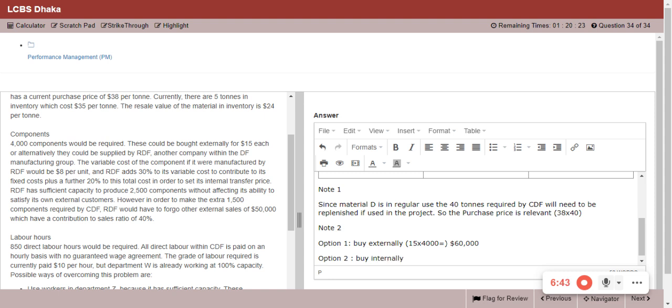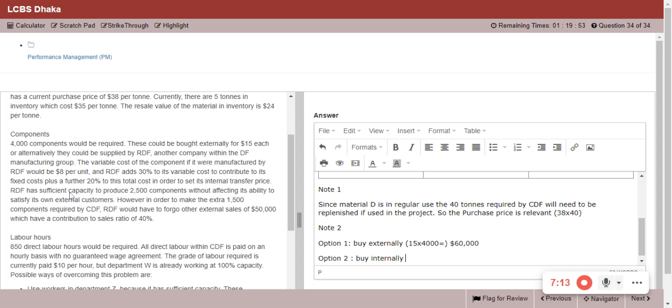If I buy internally, what are my costs? The variable cost is going to be $8, and whatever RDF does is add 30% to its variable cost as contribution to fixed cost, plus a further 20% of this cost in order to set its internal transfer price. So very clearly in this question they have given the cost of internal transfer, at what price they're willing to sell internally. Okay, we'll calculate that.